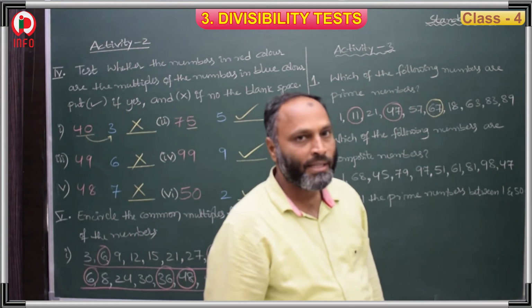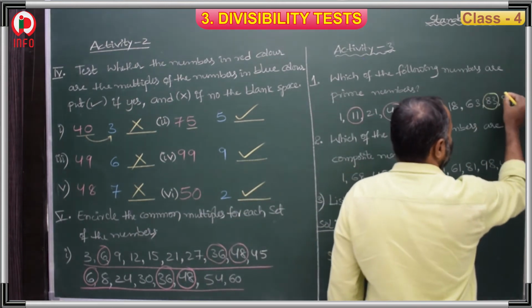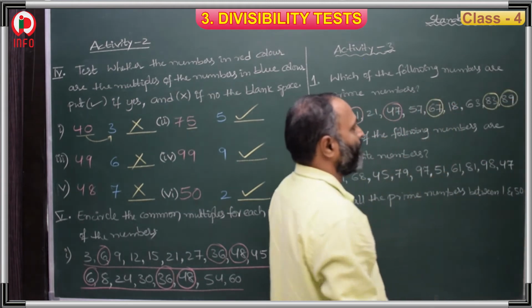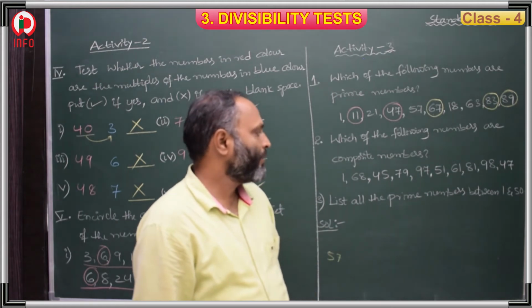83 is also a prime number. 89 is a prime number. 83 and 89, these all are prime numbers.